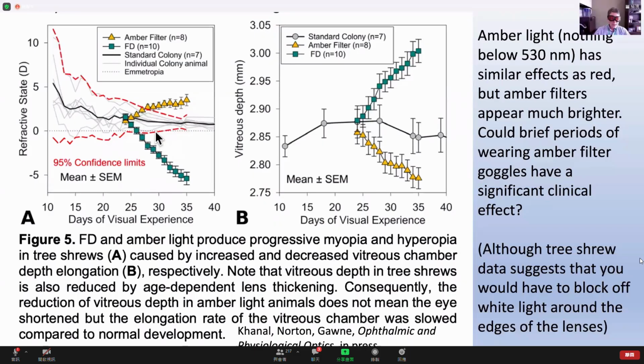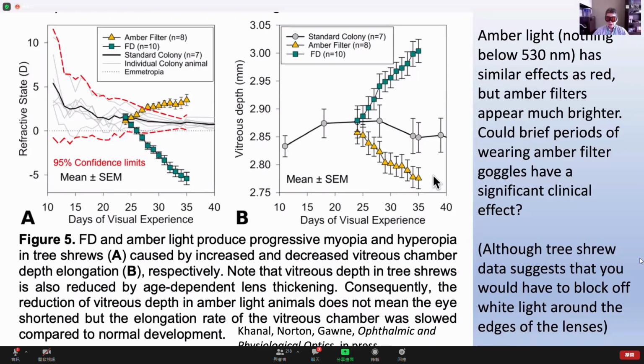But it basically seems to have the same effect. Again, this is time, this is shrews and form deprivation. They go very rapidly myopic. If in amber light, nothing below 530 nanometers, a strong hyperopic shift. And again, form deprivation goes this way, the vitreous chamber goes much longer relative to the controls. With amber light, it's a significant relative shortening of the vitreous chamber.